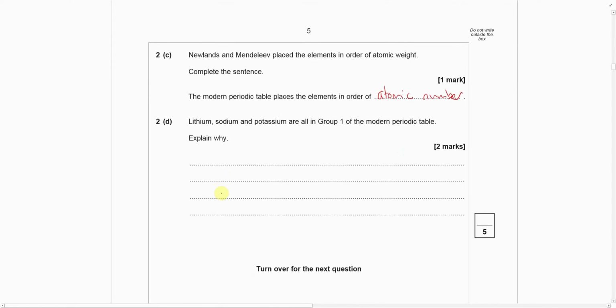2D. Lithium, sodium, potassium are all in group 1 of the modern periodic table. Explain why. We can go back to the first question that we looked at. And we know that all of them have 1 electron in their outer shell. And we can also think back that when you put them all in water, they all react vigorously. They're all soft metals. And just how Mendeleev wanted, they have similar properties. A nice easy 2 marks there.